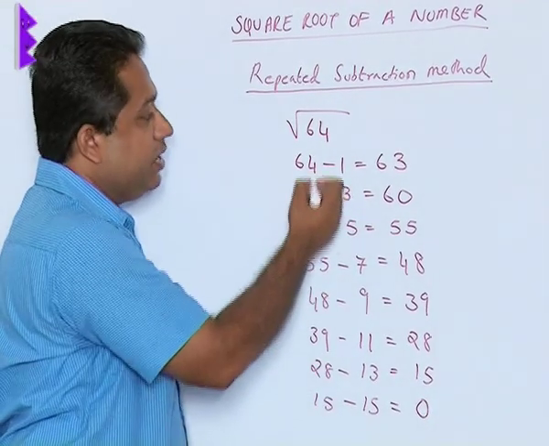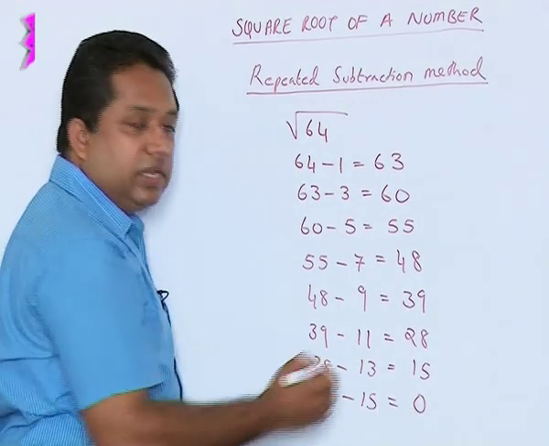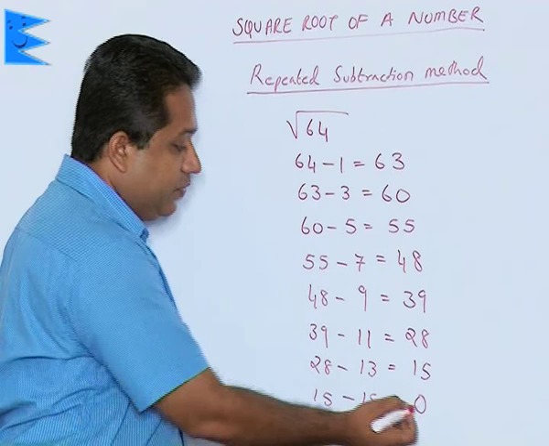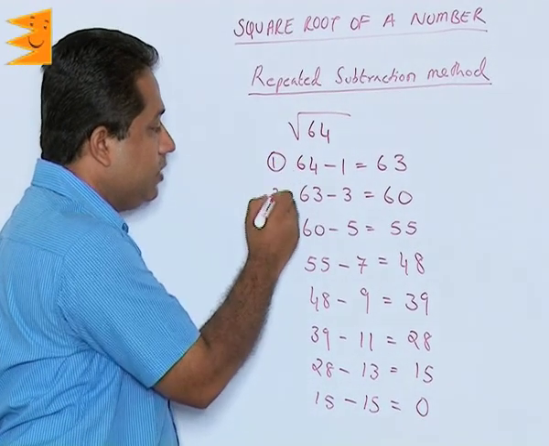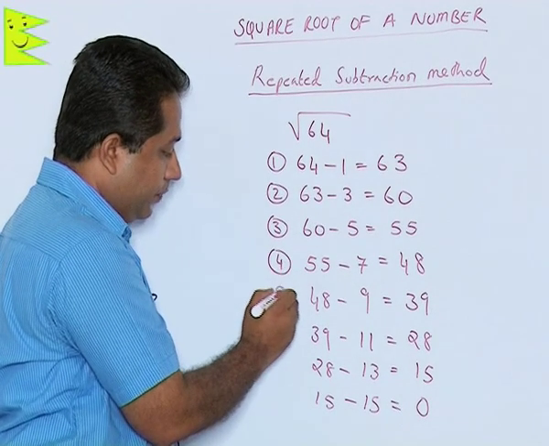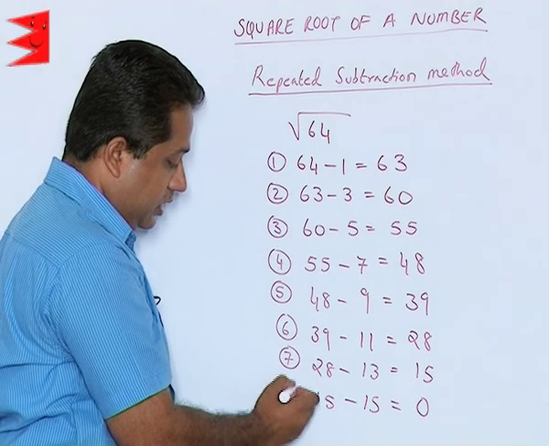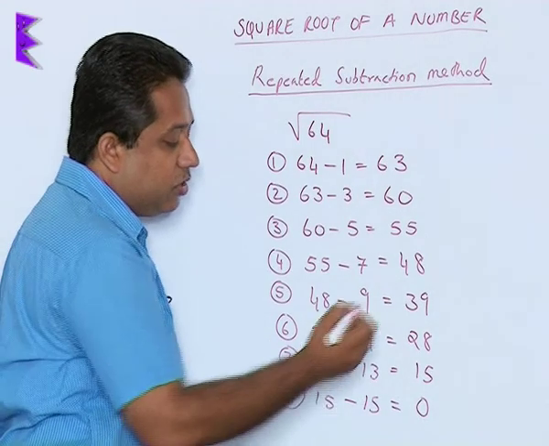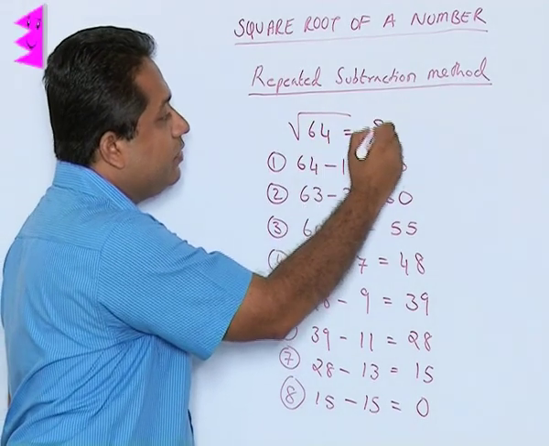So this repeated subtraction method has to be followed till we get the final answer as 0. Once we get the final answer as 0, we have to count the number of steps. So this was step number 1, this is 2, 3, 4, 5, 6, 7 and 8. At the 8th step we have got the final answer as 0. So we can say that the square root of 64 is 8.